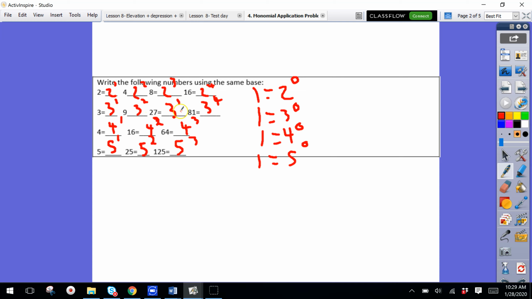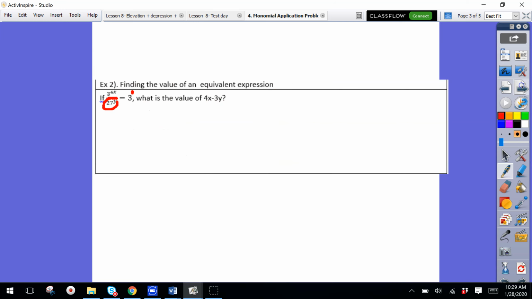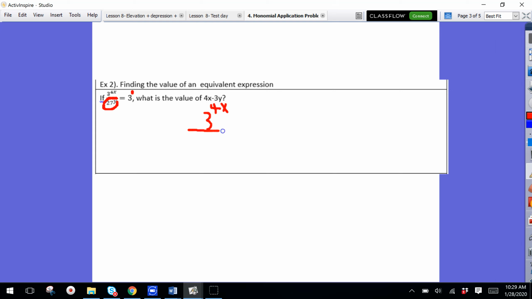Well, yes, you can make 27 into 3 to the third. Again, this should have been a 3. I know it looks a little small there. Okay, so on the top, we're going to have 3, 4 to the x. It's on my numerator. And on my denominator, we're going to have 3 to the third. But it's to the y power, right? So just make sure. Again, we're just doing kind of like substitution. So instead of writing 27, I'm writing 3 to the third. And then on this side, we have 3 to the first.